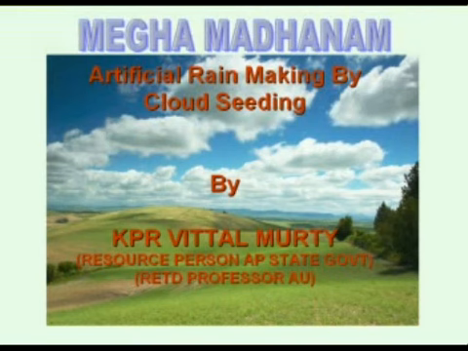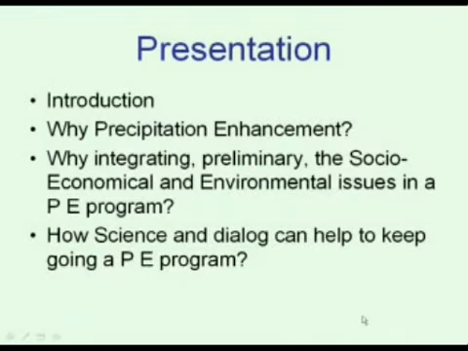In such cases, when there is not much rainfall but there are good clouds, it is possible to get rainfall by artificially supplying condensation nuclei to the clouds. My presentation can be divided into the introduction, why precipitation enhancement is needed, what the socio-economic and environmental issues are, and how science and dialogue can help to keep a precipitation enhancement program going.